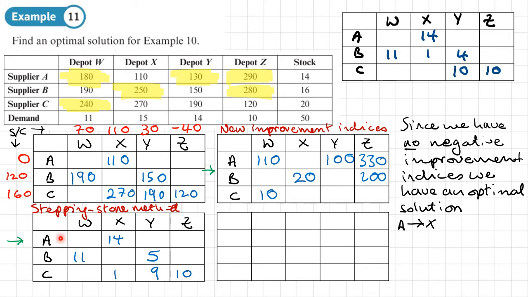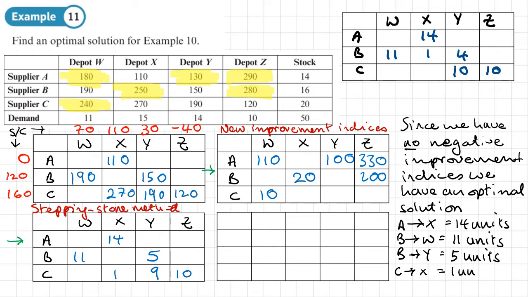From A to X, we're going to transport 14 units. From B to W, we're going to transport 11 units. From B to Y, we will transport 5 units. And from C to X, 1 unit. C to Y, 9 units. And last but not least, C to Z, 10 units.